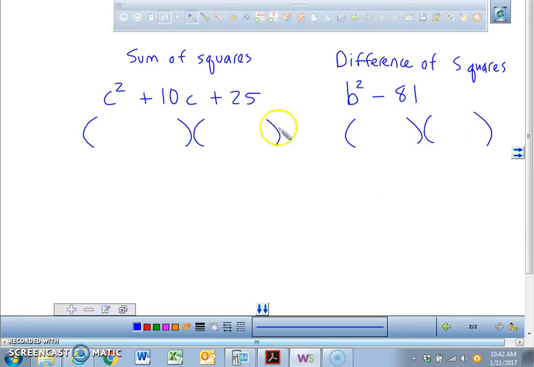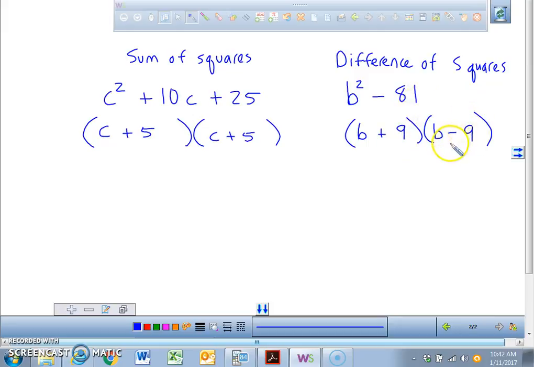All right, if you guys didn't see the pattern, this is an example of a sum of squares. Okay, what two numbers add up to 10 and multiply together to equal 25? 5. So we'd say c plus 5 and c plus 5, because 5 plus 5 is 10, and 5 times 5 is 25. Over here, though, this is a difference of squares. We're going to say b plus a number and b minus a number. 81 is a perfect square, because the square root of 81 is 9.